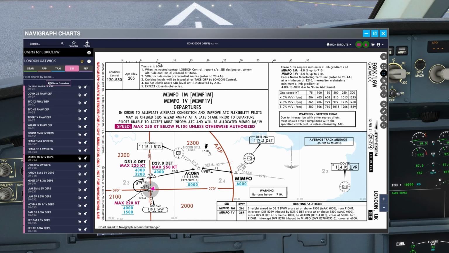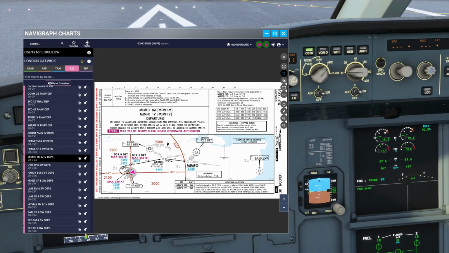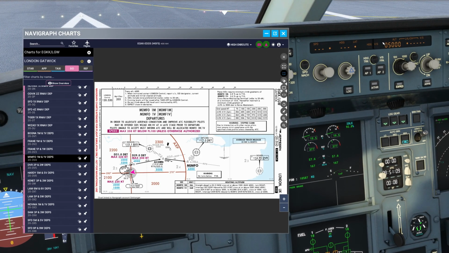We can see right at the top of the chart it clearly states our transition altitude is 6,000 feet, and once completed the SID, MINFO is the point at which my route starts. So the detail on this chart is really what you should plan for, although of course ATC can vary it, and in the real world, well, they quite often do, depending on traffic circumstances.